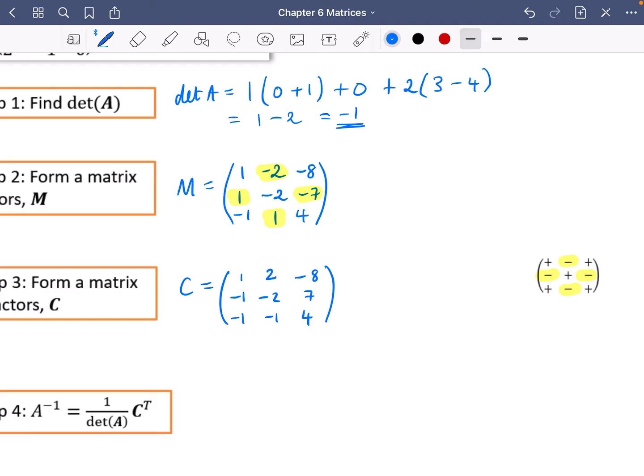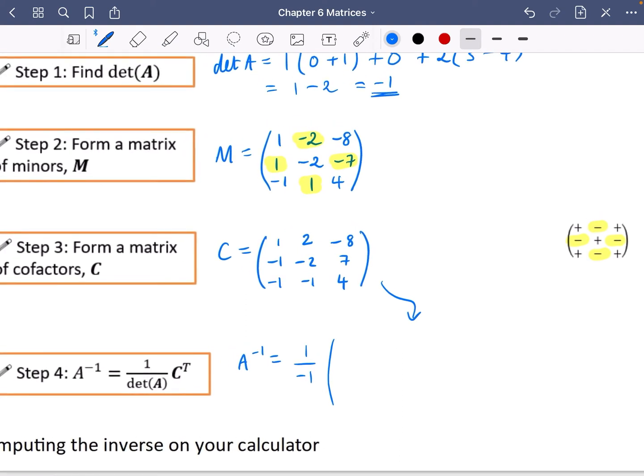Okay, so all that's left to do is actually just to write down what the inverse is. So it's going to be 1 divided by the determinant multiplied by the transpose. Don't forget the transpose of this matrix. So that is going to be, the first row becomes the first column, 1, 2, minus 8. Then we have minus 1, minus 2, 7, minus 1, 4. And then I'm actually going to multiply by this 1 over the determinant, which is just minus 1. So it means everything inside is just going to negate 1 final time. So you get minus 1, 1, 1, minus 2, 2, 1, 8, minus 7, minus 4.